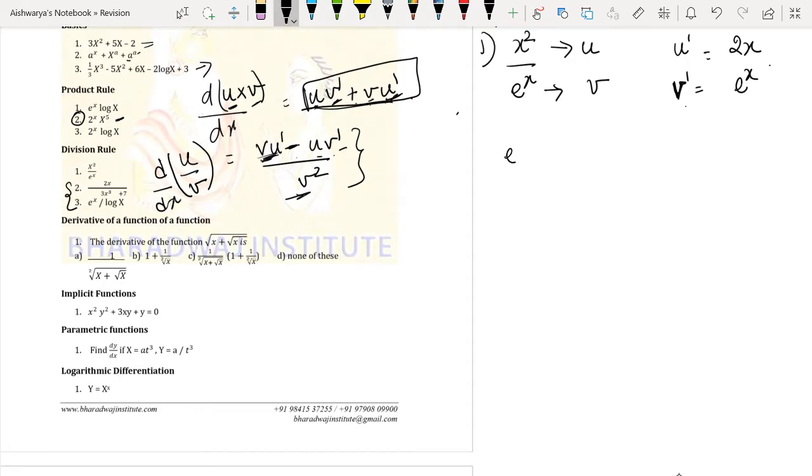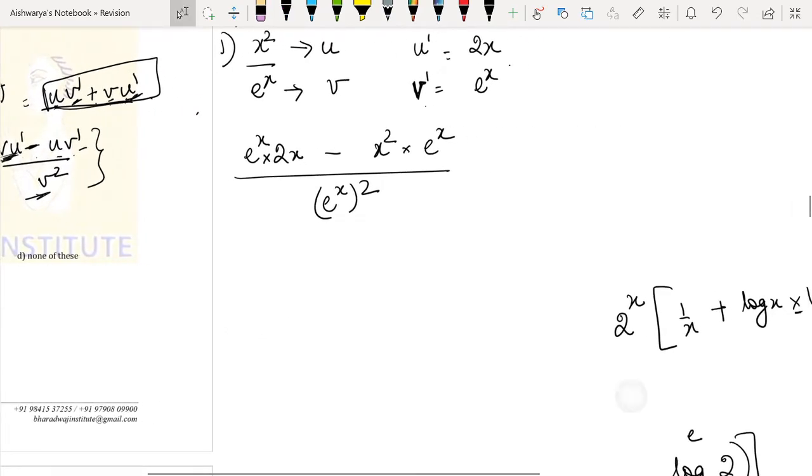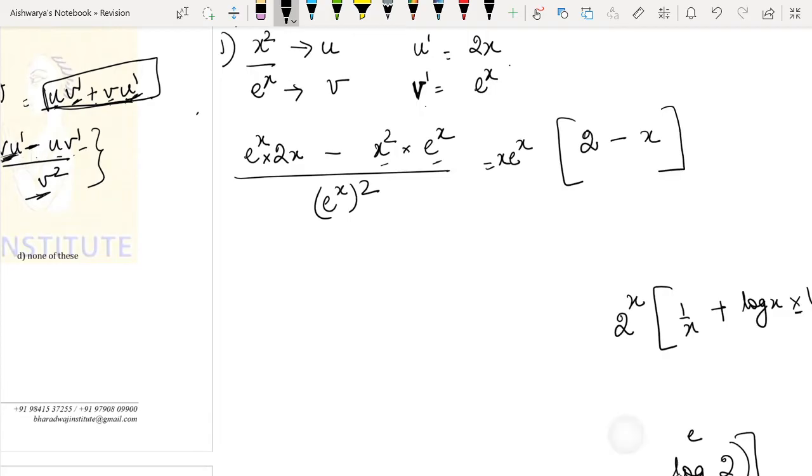So v into u dash is e power x into 2x, minus u, which is x square, into v dash, which is e power x itself, divided by e power x the whole square. Next step is for us to take out common e power x. We will get 2x. In fact, you can take out x also common. Here you will have only 2 minus x, since you have taken out x and e power x, balance only an x will remain. Whole thing divided by e power x the whole square.